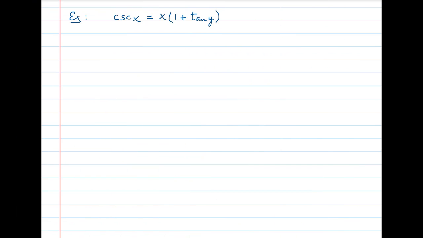Okay, so here's another example. We're going to take the derivative again on both sides of the equation with respect to x. And we have the derivative of cosecant of x is going to be equal to the derivative of x times 1 plus tangent of y. So right away, notice how we have a product on the right side of the equation. So you can guess what we're going to use here, right?